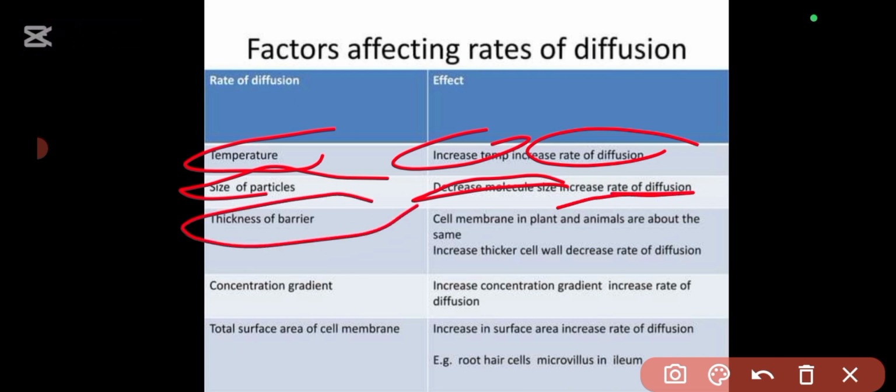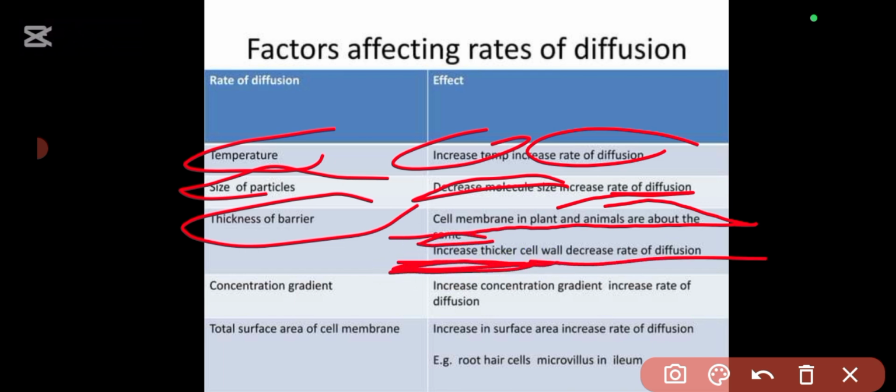Thickness of barrier. Cell membranes in plants and animals are about the same. So a thicker cell wall decreases the rate of diffusion. There will be a higher rate of diffusion if the cell wall is less thick, and the thicker the cell wall, the lower the rate of diffusion. Then concentration gradient.